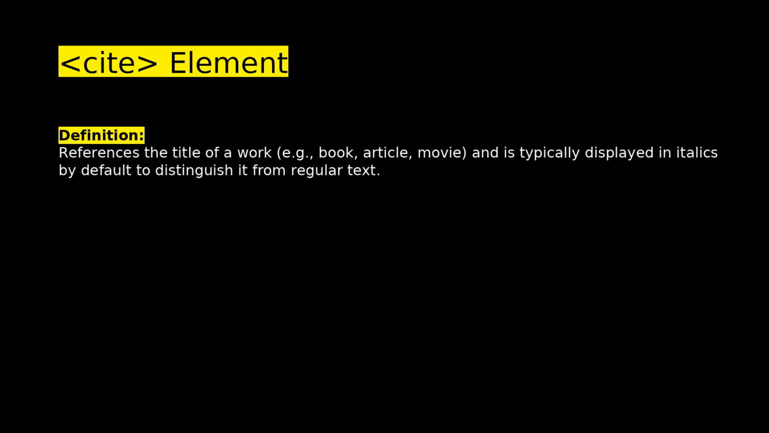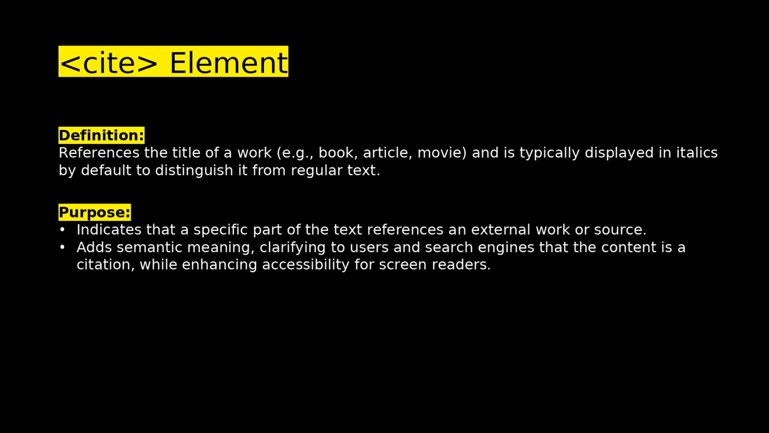Now, another element, which is the cite element. The cite element is used to reference the title of a work, such as a book, article, movie, or other creative or academic work. It's typically displayed in italic by default, distinguishing the cited title from regular text. The cite element helps indicate that a specific part of the text references an external work or resource. This adds a semantic meaning, making it clear to both users and search engines that the content is a citation while also improving accessibility for screen readers.